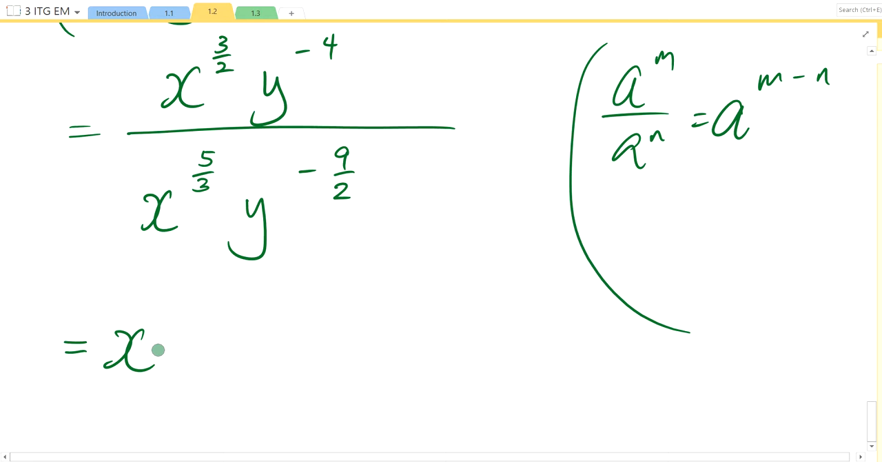What is the power for x? 3 over 2. Minus 5 over 3. Agree with the x terms? What about the y terms? Y negative 4, minus negative 9 over 2. I prefer to put minus negative 9 over 2.